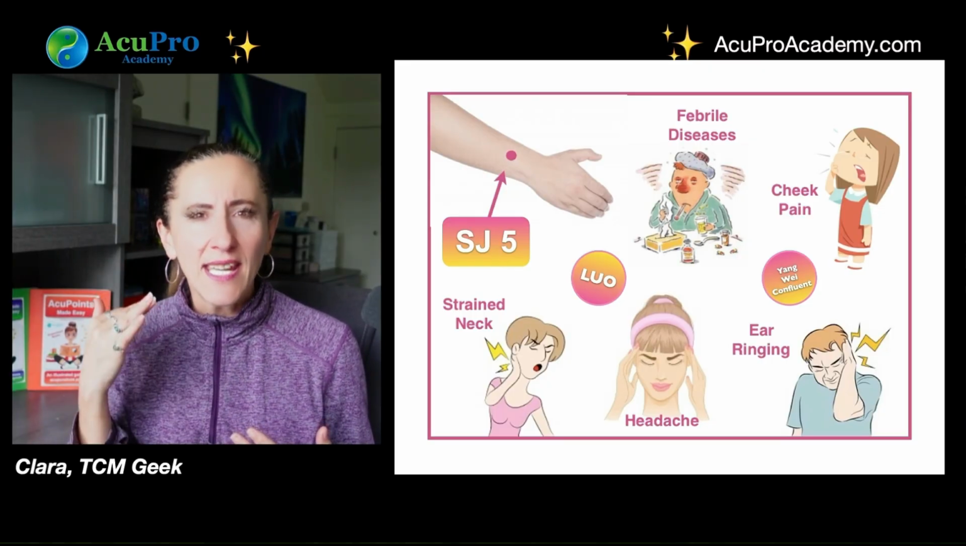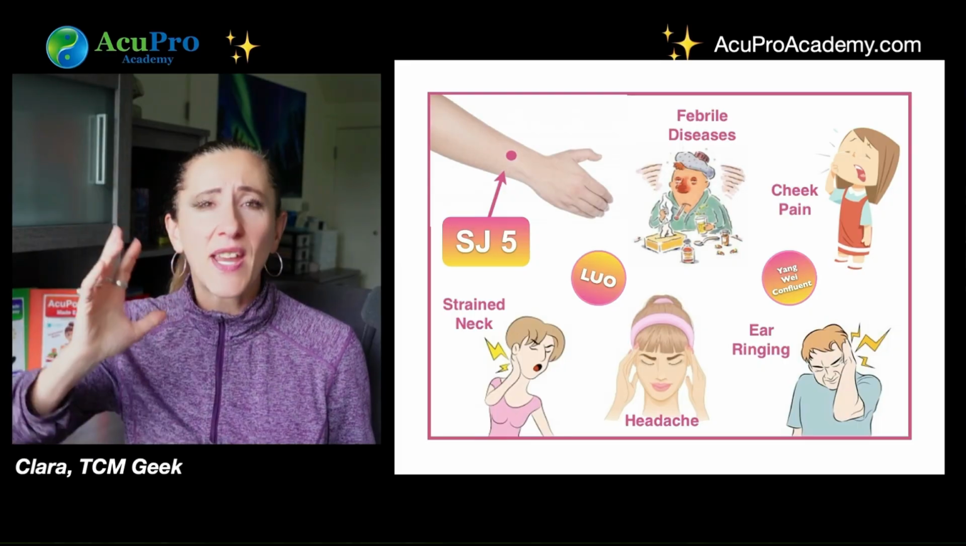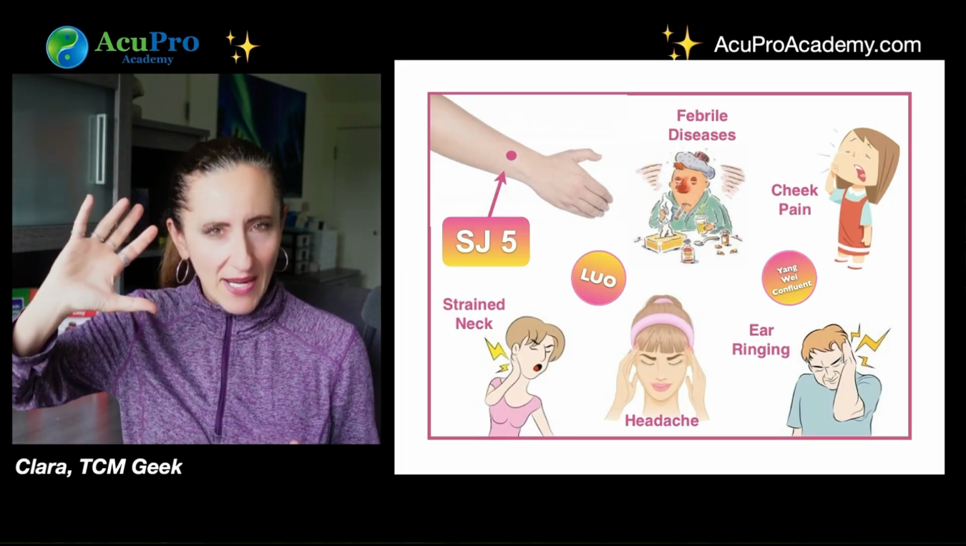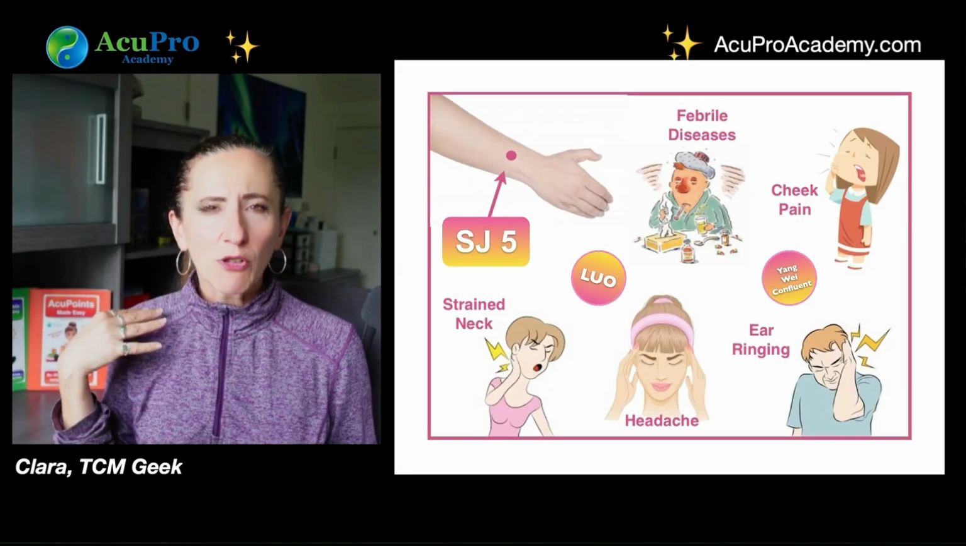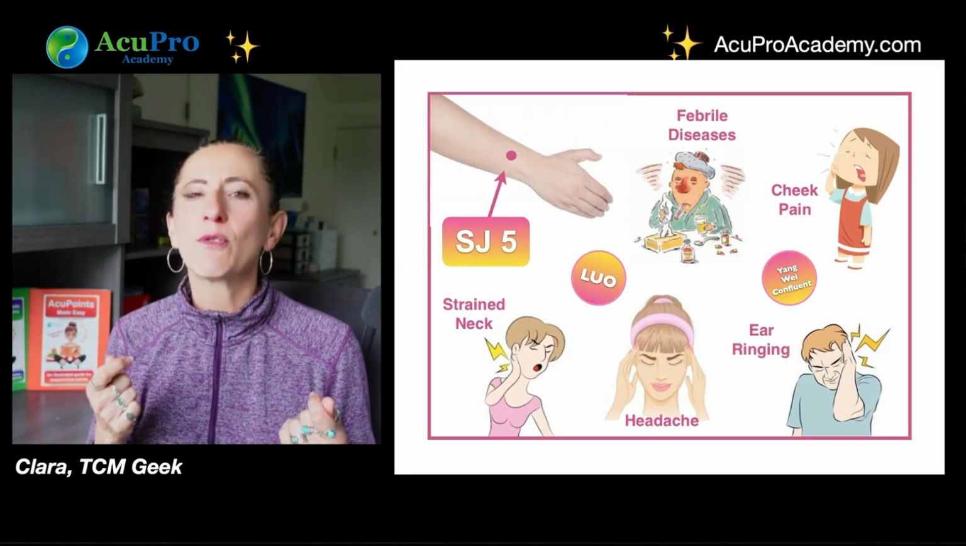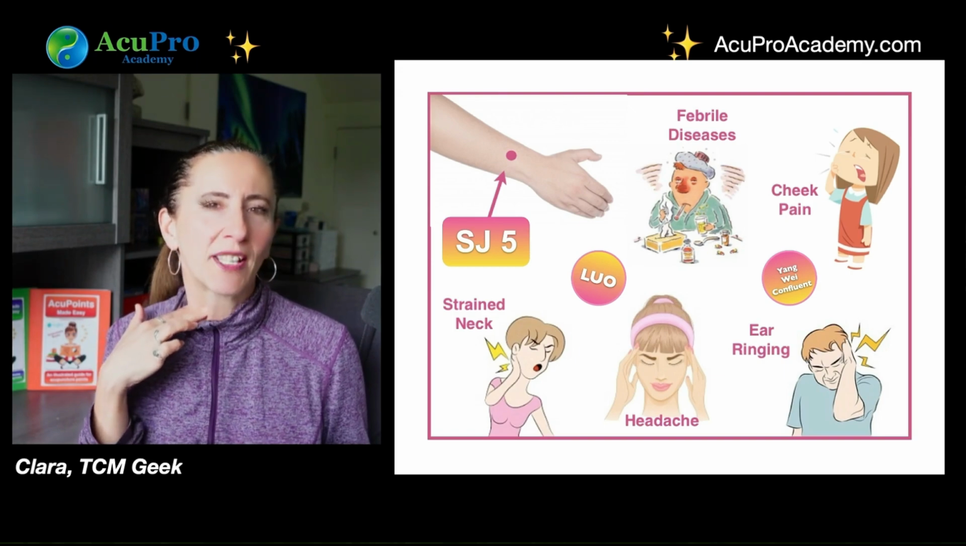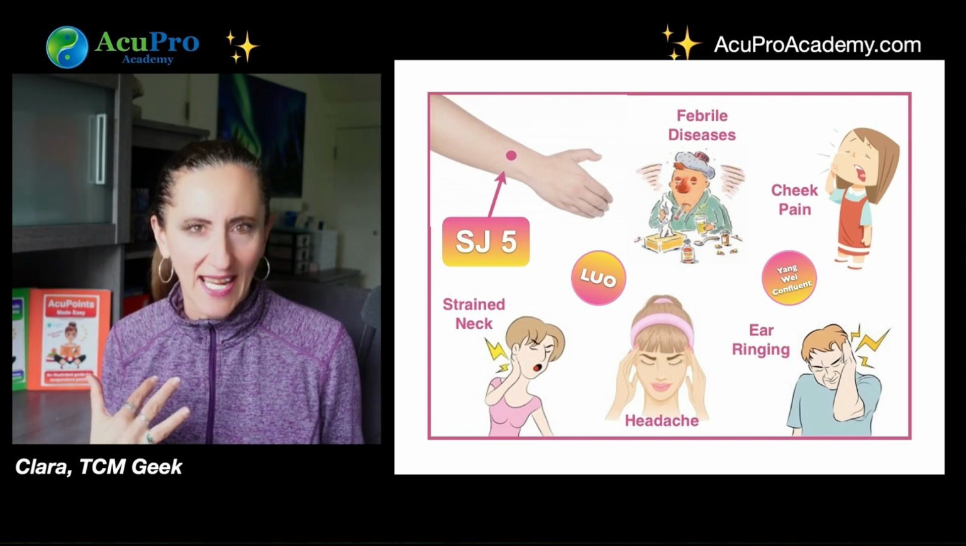Anyway, when it comes to San Jiao 5, we can use it for anything that's happening on the cheeks, on the ear, like tinnitus, on the side of the face, temple headaches, because the meridian is all around the temple area. So it makes sense, right? And because it goes through the neck, it's also really good to use San Jiao 5 when there is an SCM issue or tight sternocleidomastoid muscle around the neck area.